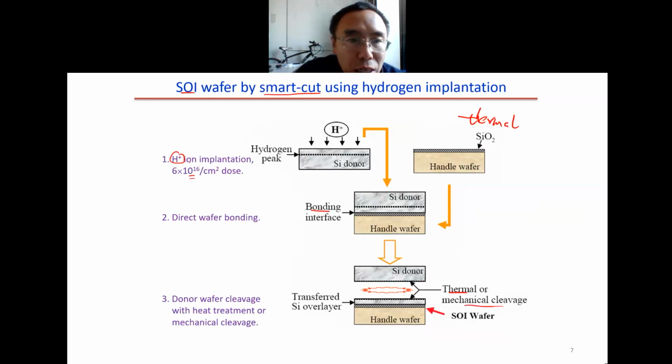When the hydrogen ions reach very high density, they become hydrogen gas, so we have some kind of bubble. You form bubbles at the interface, and then it's easy to break. So this is the way for the smart cut.